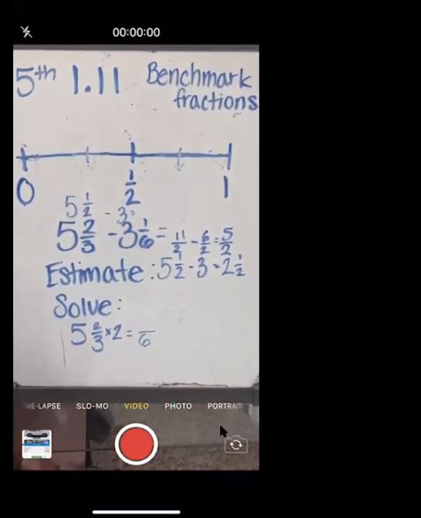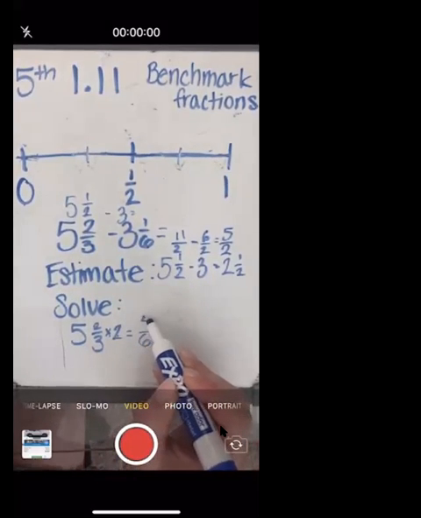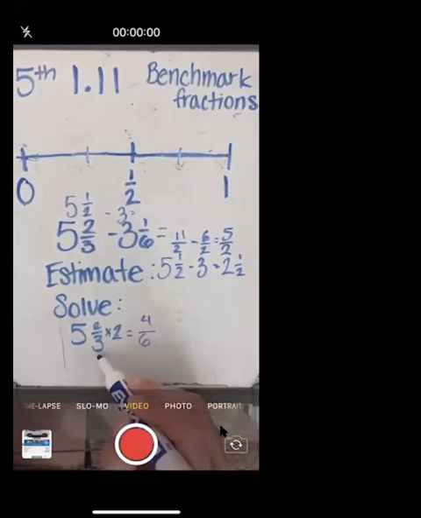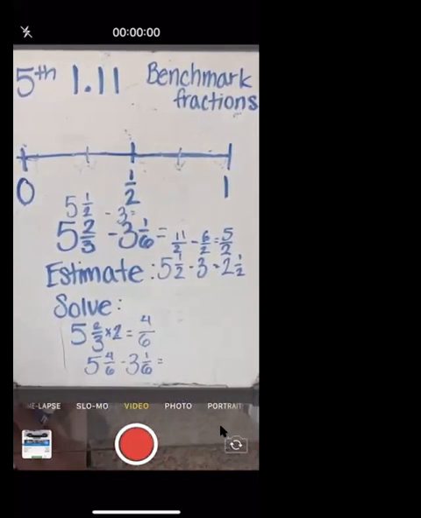So I'm left with what? 5 and 2 times 2 is? 4. Good. And 3 times 2 is 6. So I have 5 4/6 minus 3 1/6. Does this look a little bit better now? Yes. And 5 minus 3 you said was 2. And then 4/6 minus 1/6 gives us 3/6.